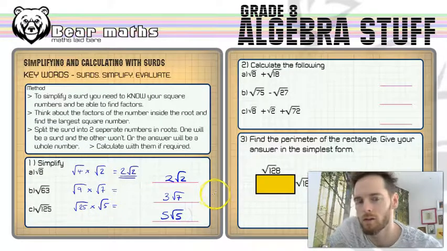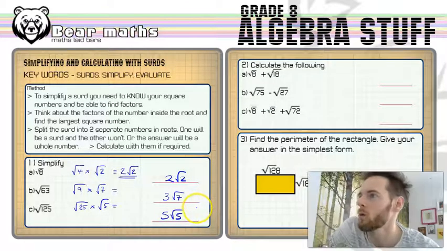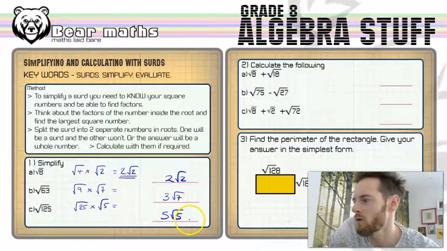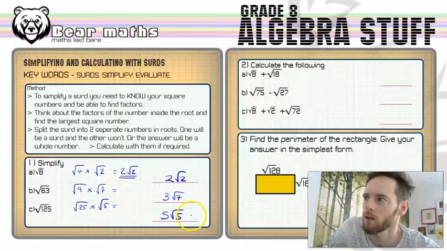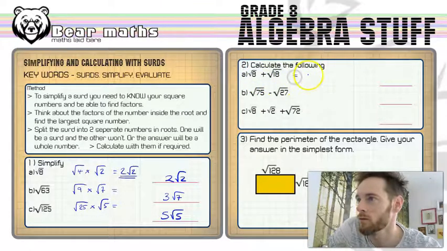There we go. That's your simplifying surds process, which is really useful for when you're calculating with surds. And that's what I've got in question 2. So calculate with these surds here. Now, remember we've already done root 8, so we know that that's 2 root 2. So let's write that as 2 root 2. And then we've got to figure out what root 18 is. Okay, so I'll do that over here.